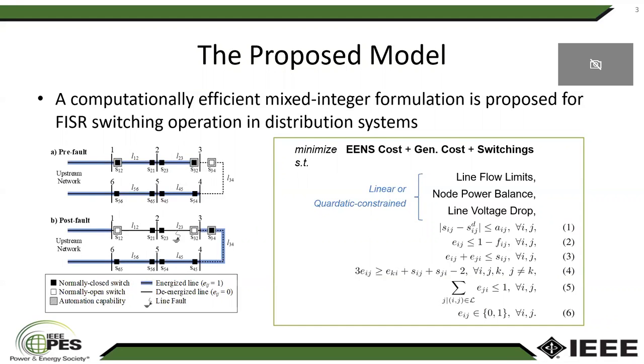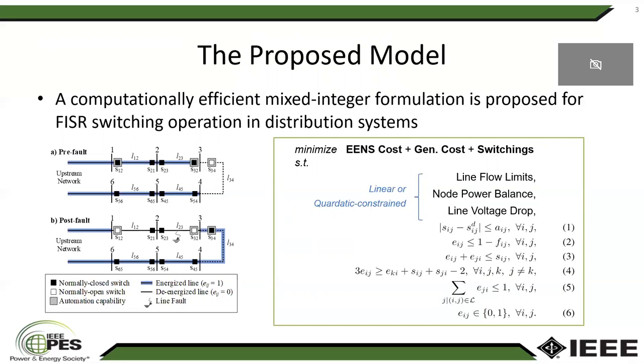Here, the mathematical model to find the solution for fault isolation and service restoration problem is briefly explained. In this problem, we have a limited number of automatic switches as shown in figure on the left. And on the right is our suggested formulation, which is based on conventional branch flow model, where we want to minimize the cost of operation subject to line flow, power balance, and voltage drop limits. These limits are inherently nonlinear, but can be approximated to linear or quadratic forms.